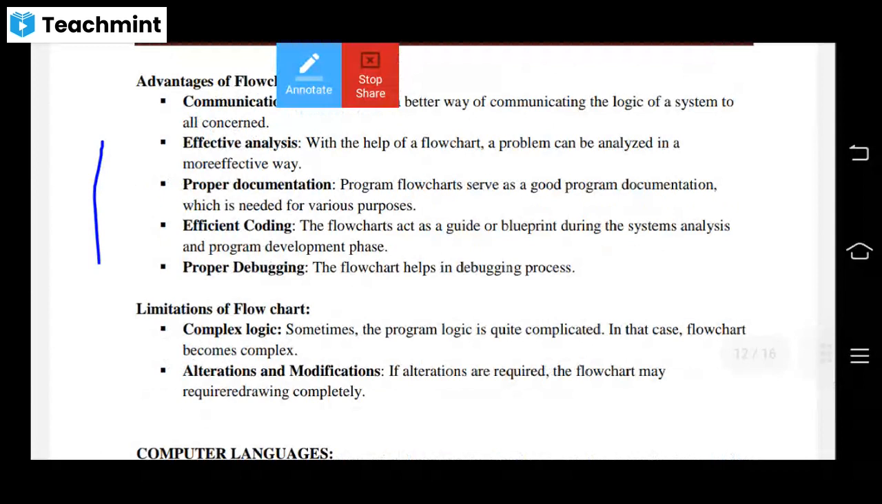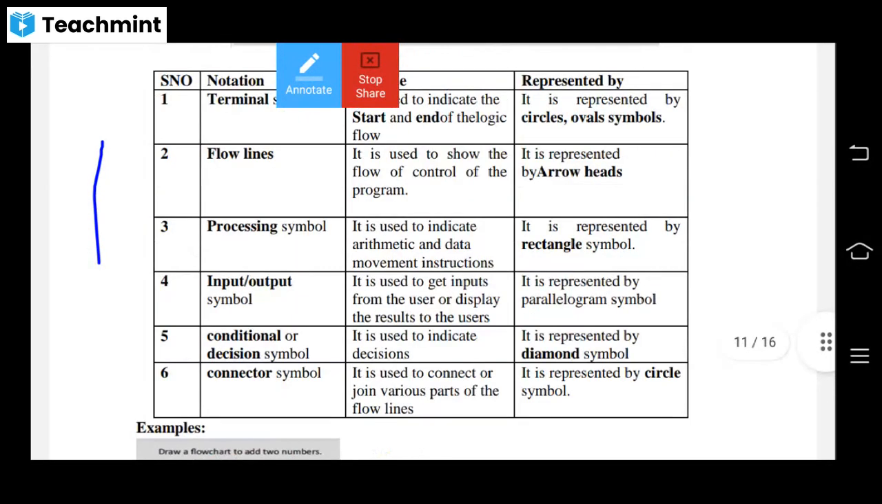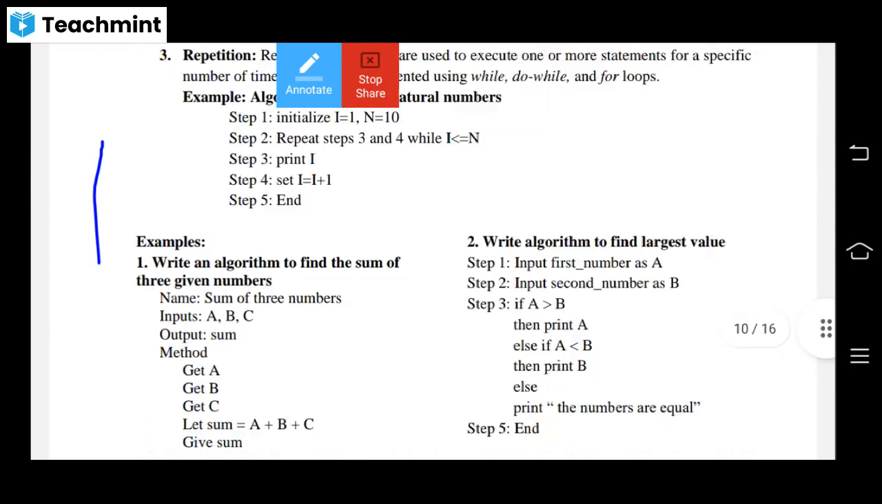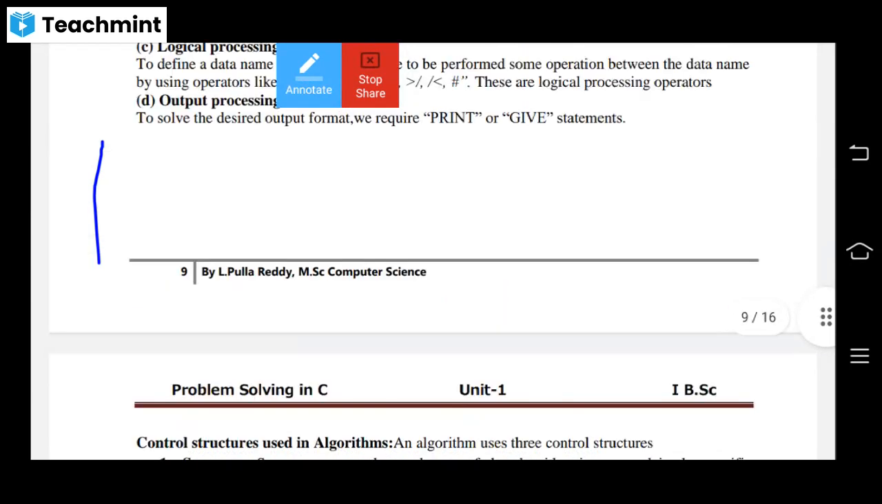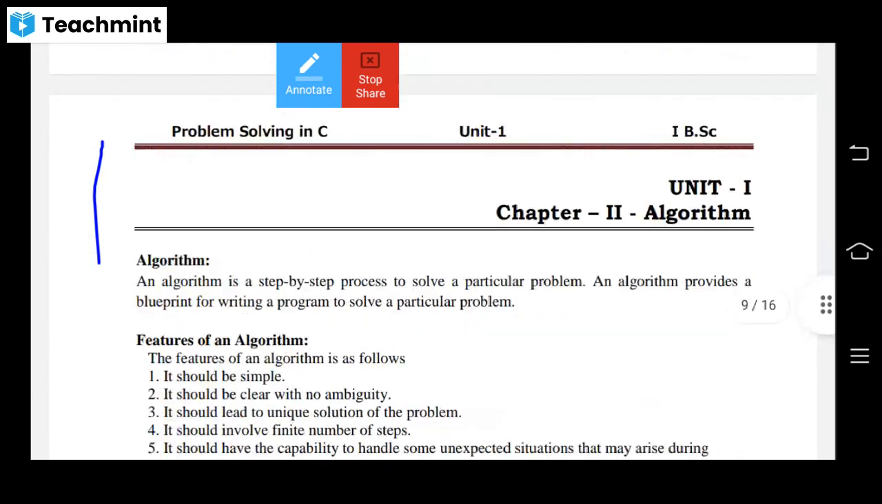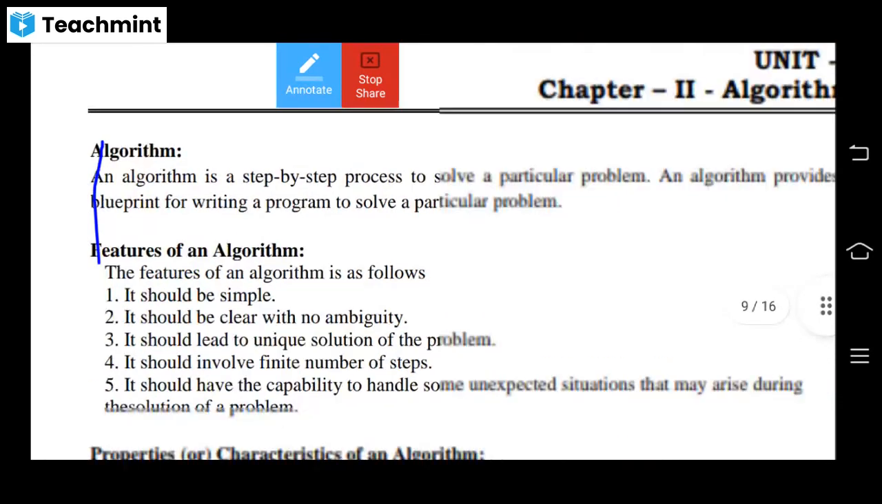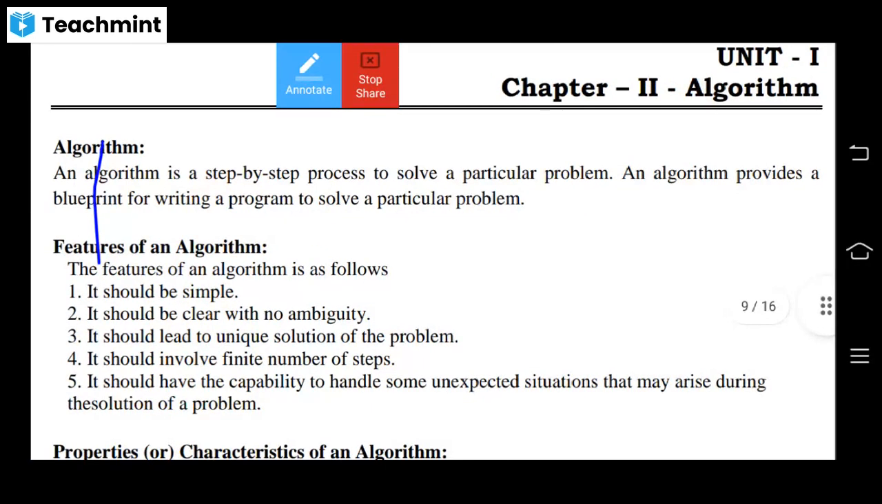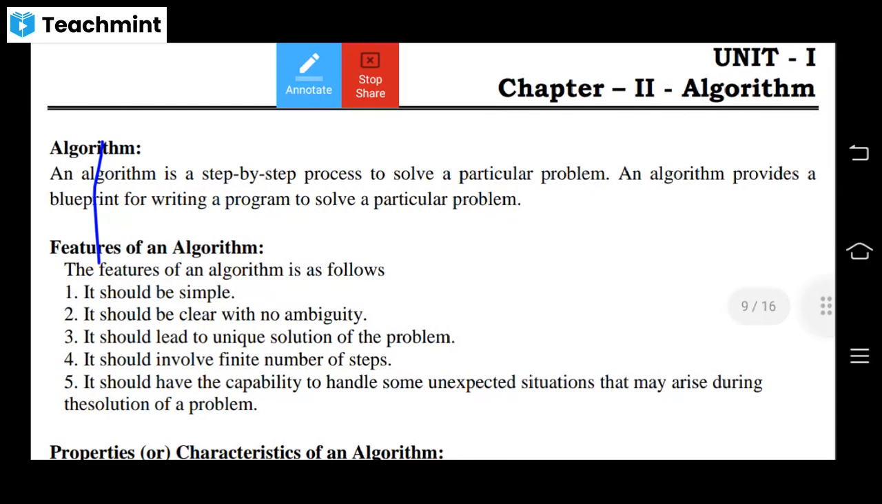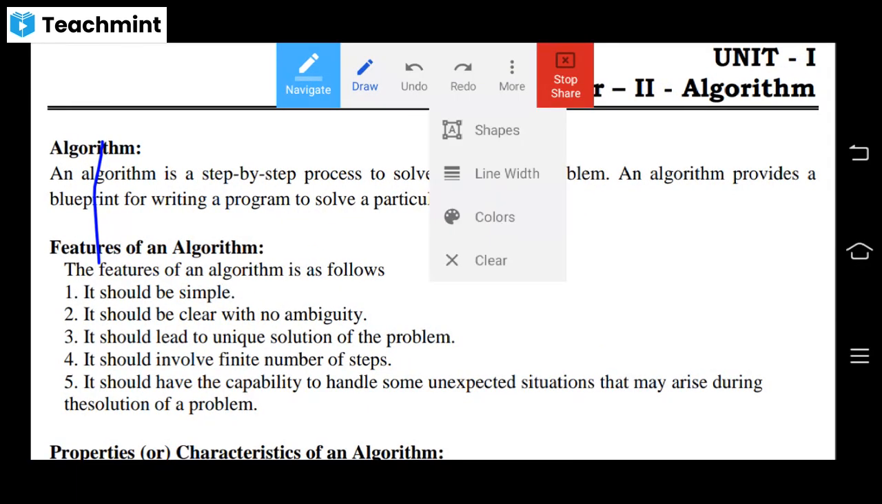If you have any doubts, amma, do you have any doubts? Just recall what is meant by algorithm. What is meant by algorithm? Anyone? What is meant by algorithm? Jyoti, Teja.